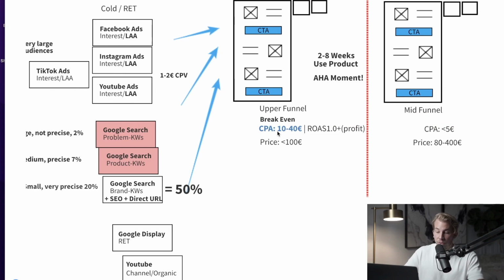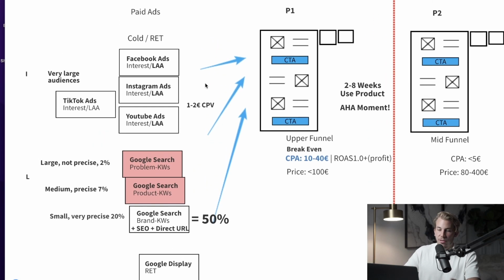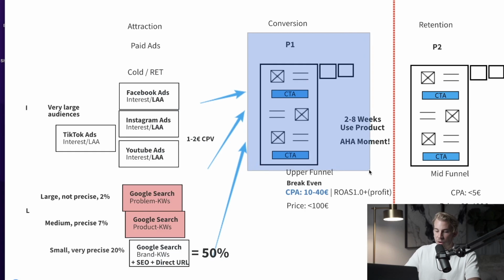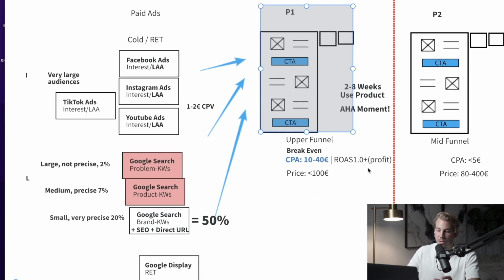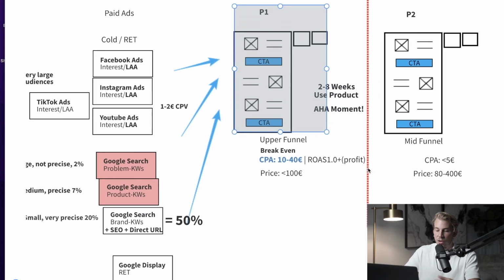CPA costs will most likely be between 10 and 40 euros. This is what we've learned through working with hundreds and hundreds of D2C brands, that there are certain costs associated with these clicks. There are certain click rates that are average. There are certain conversion rates that are normal. And if you combine them all into one aggregated CPA metric, you get this 10 to 40 euro range.